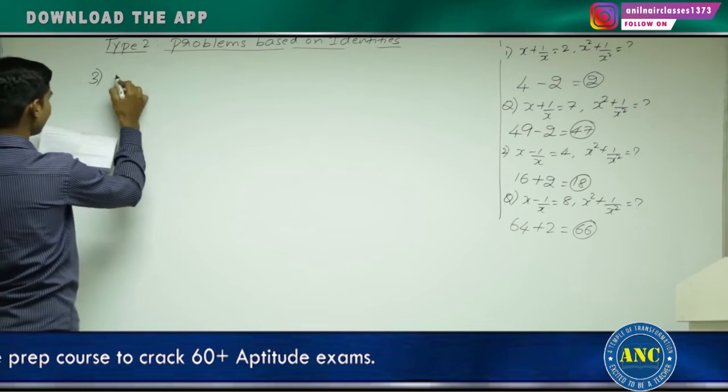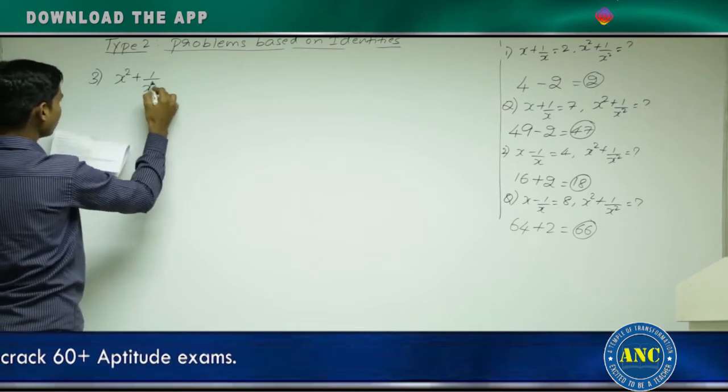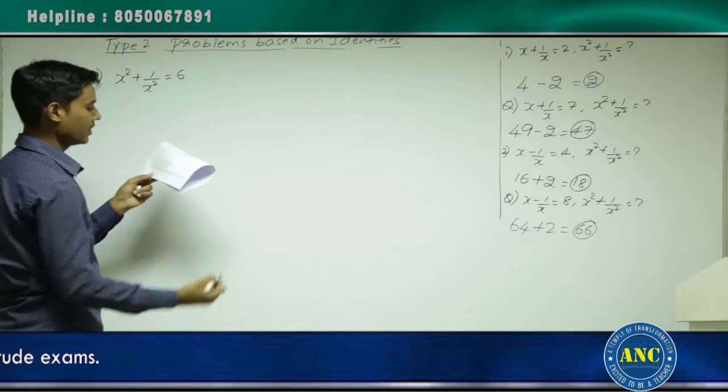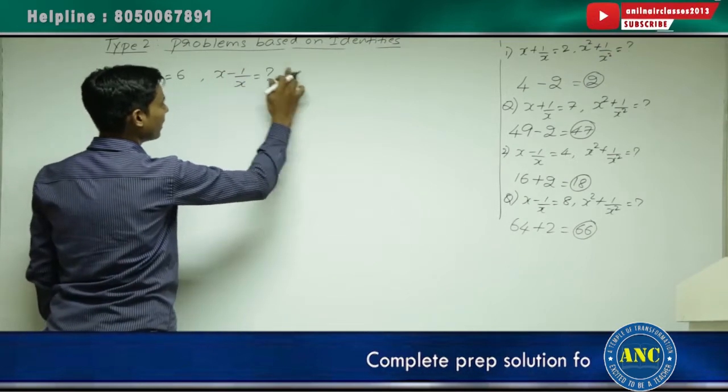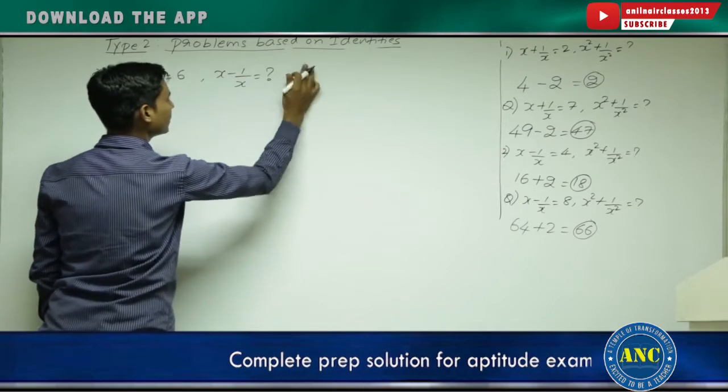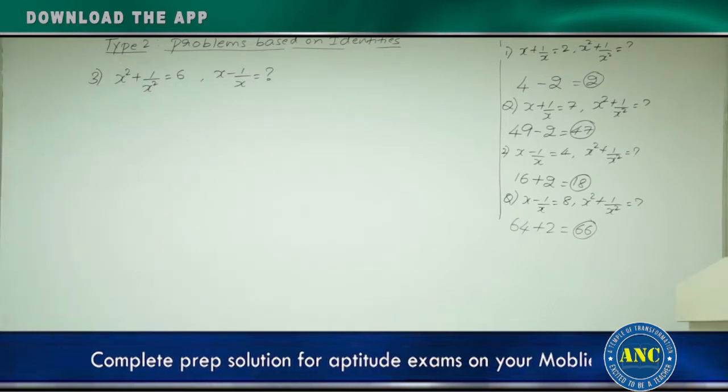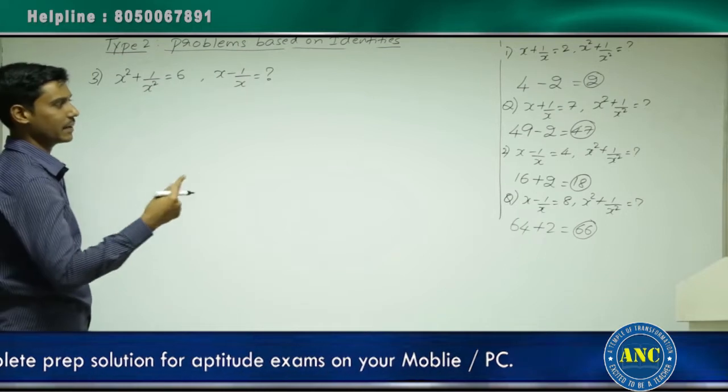Your third question says x square plus 1 by x square is given as 6. You need to find the value of x minus 1 by x. Now, please listen to this carefully. x square plus 1 by x square is given as 6, and we need x minus 1 by x.